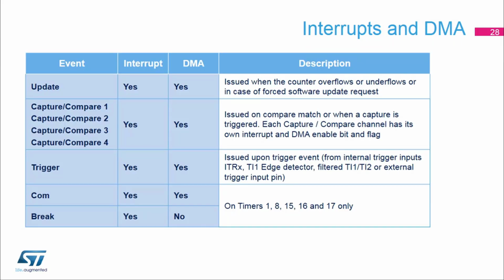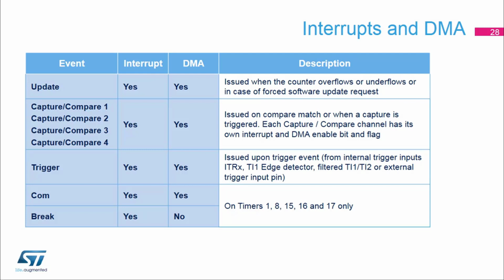This slide lists the interrupts and DMA request sources. Most of the events are able to generate either an interrupt or a DMA request, and even the two simultaneously. The update is issued when the counter overflows or underflows. It is mainly used to refresh the timer's runtime settings at the beginning of the PWM period and maximize the interval before the next register update.